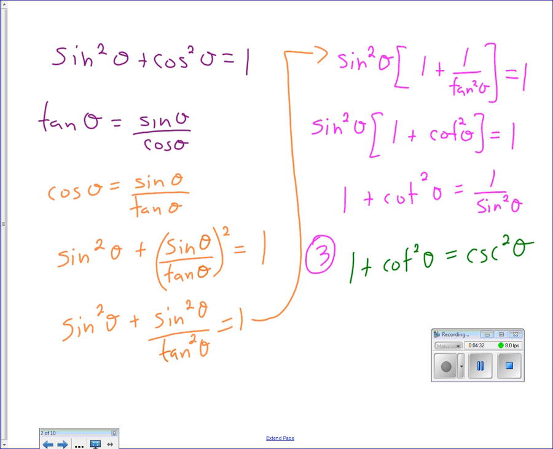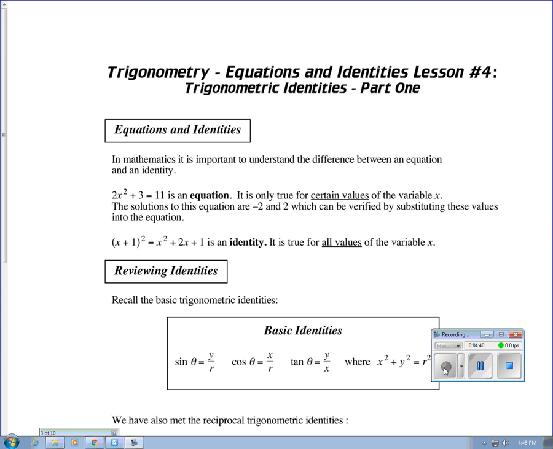Well, what are we going to do with these identities? We're going to prove statements are true. Prove identities. Let's see what that looks like. So here we've got a much nicer statement of what an identity is. An identity is true for all values of the variable x. It might have restrictions, like Pythagoras has restrictions. You have to be working with a 90-degree triangle. That's a restriction. We have some basic identities, and we've actually built some identities.